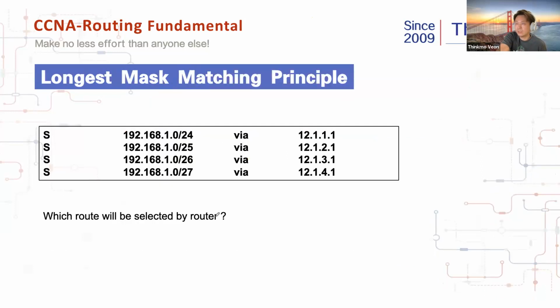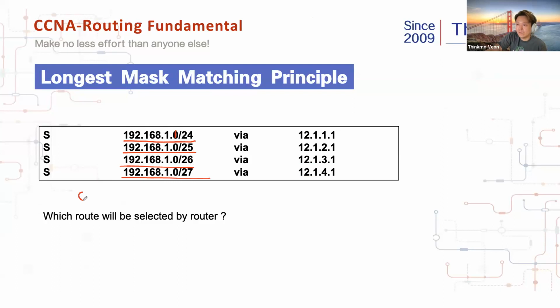Next, we talk about the longest mask matching principle. This is another part of the route selection for the router. As you can see here, the same network can have different subnets. For example, if you learn the IP addressing, even for 1.0, you can use /24, /25, /26, or /27. The IP address with .1.1 belongs to all of these subnets, right?